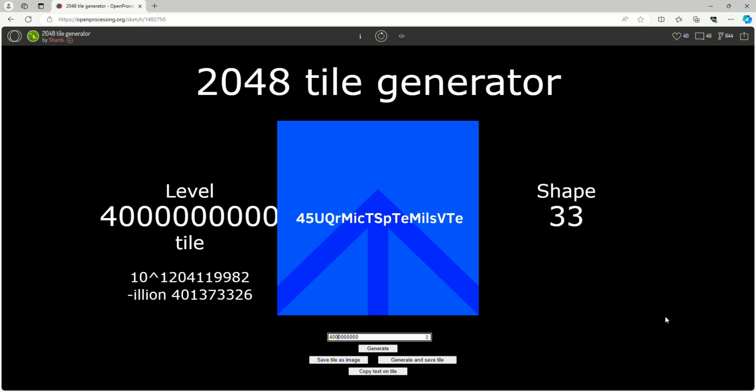Well, the level 4 billion tile: 10 to the power of 120, well, actually that's 1,204 million. I don't know if that is in standard form or not, but it probably is. Numbers above 0 but below 1, you should probably put them in standard form to make it easier. All the letters.